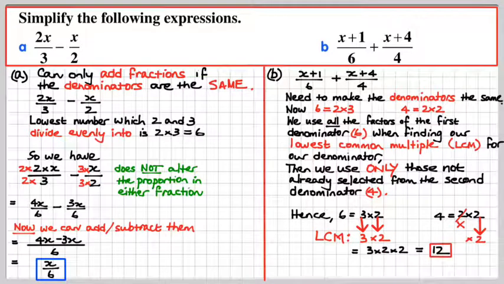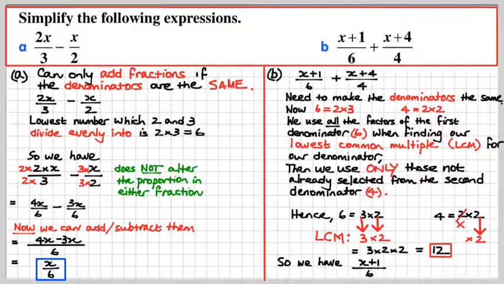Okay? That's how you do it. That is the systematic mathematical procedure required to find the lowest common multiple. And this can come in very handy when you're doing algebraic ones, which get a little bit more nasty looking. Okay? So now we've worked out the LCM, we're just going to do the maths.